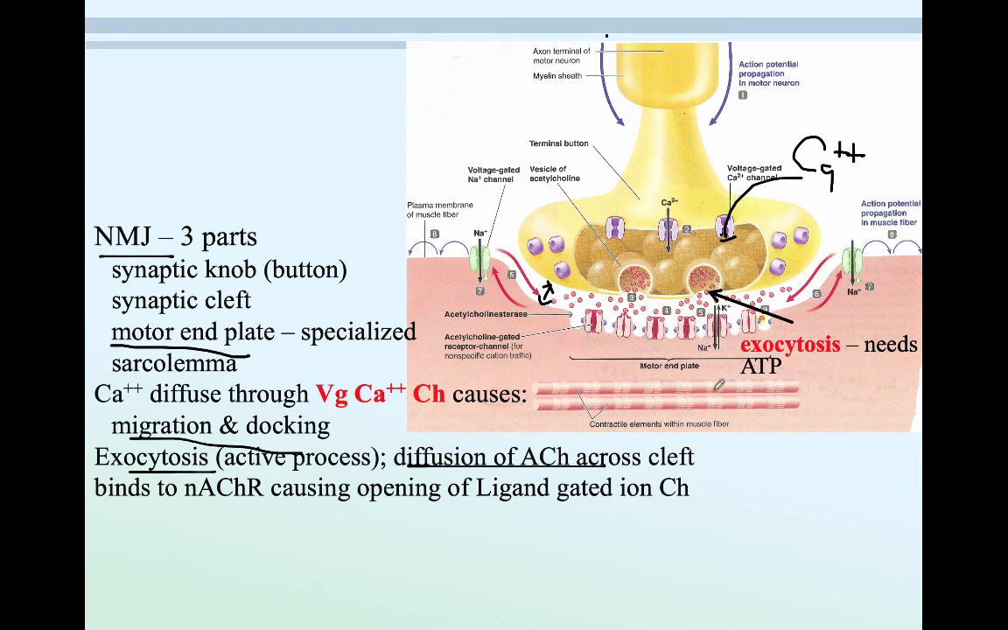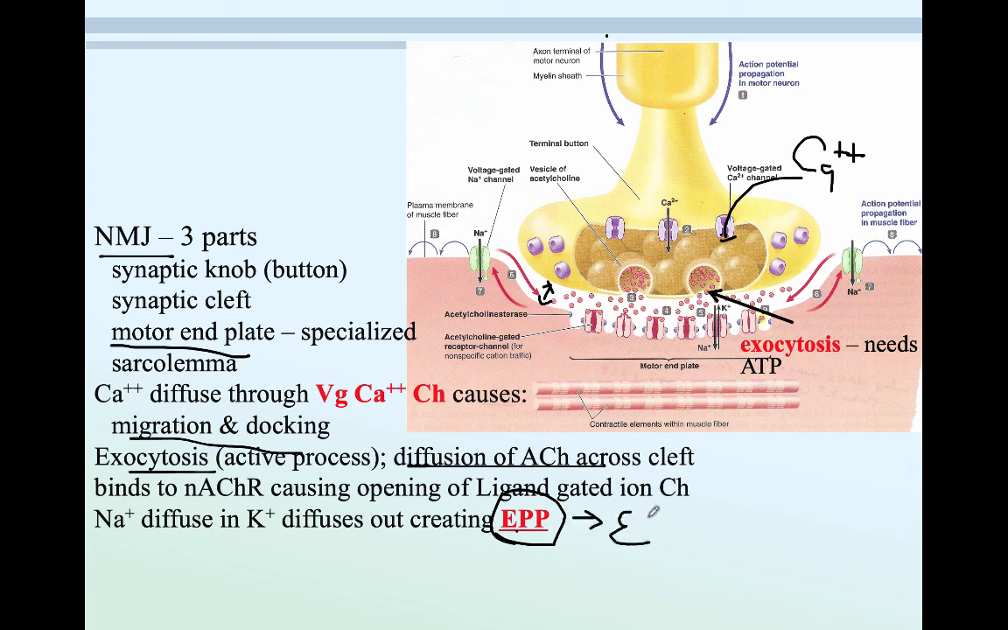Sodium is going down its electrochemical gradient. Potassium is only going down its chemical gradient. It's got a positive charge as well, and so the positive charge here is trying to keep it inside. At any rate, as the sodium comes in, it creates a special EPSP. Since it's in the muscle, we call it an end plate potential. But this is just simply a specialized EPSP.